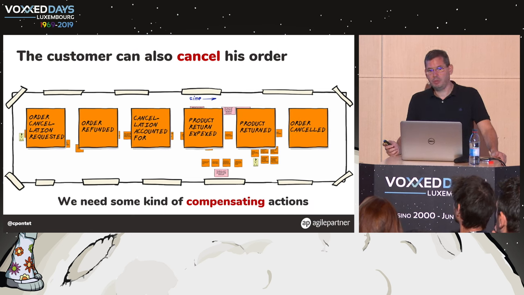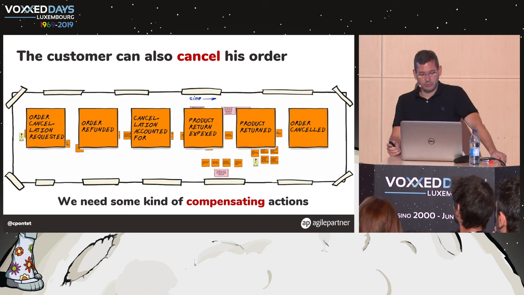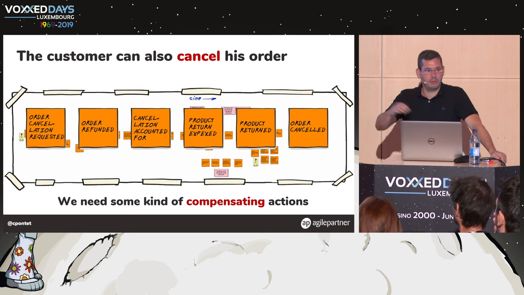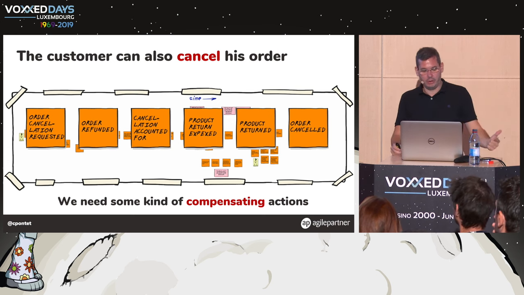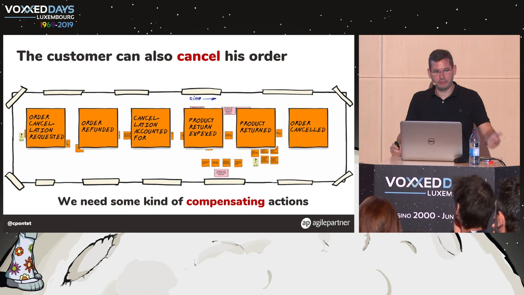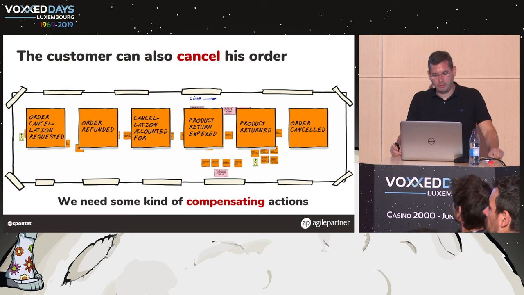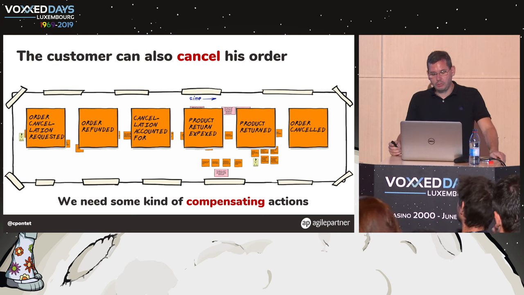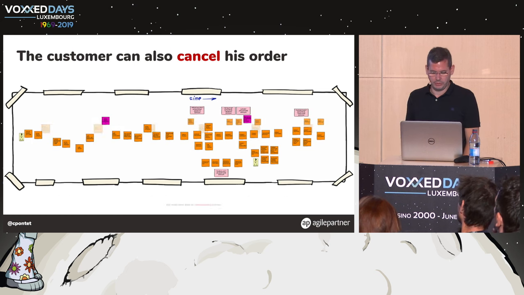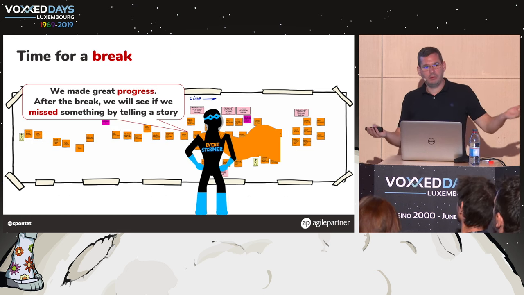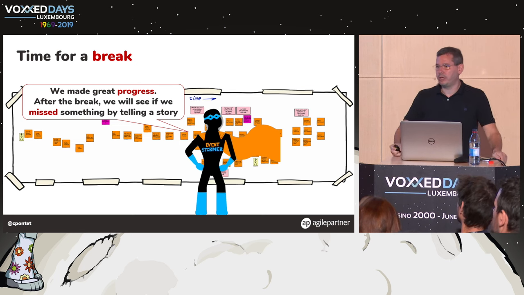Well, usually people want to be refunded. So you will have to take care of all these compensating actions that need to happen so that everything is reversed. So the order is refunded. That means that the accounting is updated. You have some counter thing to do. Your product is expected to be returned. And then the product is returned, and the order is finally canceled. The process is finished. So at that moment, it's basically a good time to make a break.